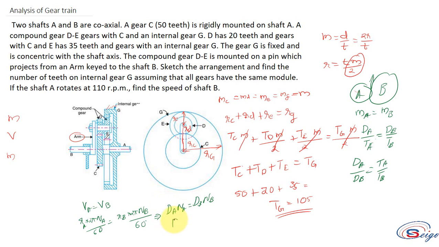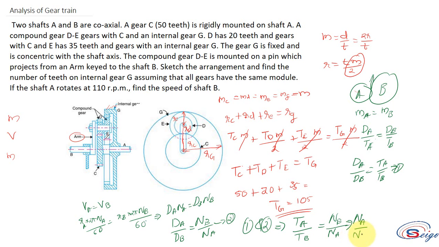So dA by dB equals NB by NA. This is your equation 1 and this is your equation 2. Here you can see that the left hand side of these two equations is the same. So from equations 1 and 2, TA by TB is equal to NB by NA, which implies NA by NB is equal to TB by TA. So when two gears mesh, NA by NB is equal to TB by TA. This is the important relation that you have to keep in mind. If you forgot, you can just derive this equation with the help of the module and velocity.